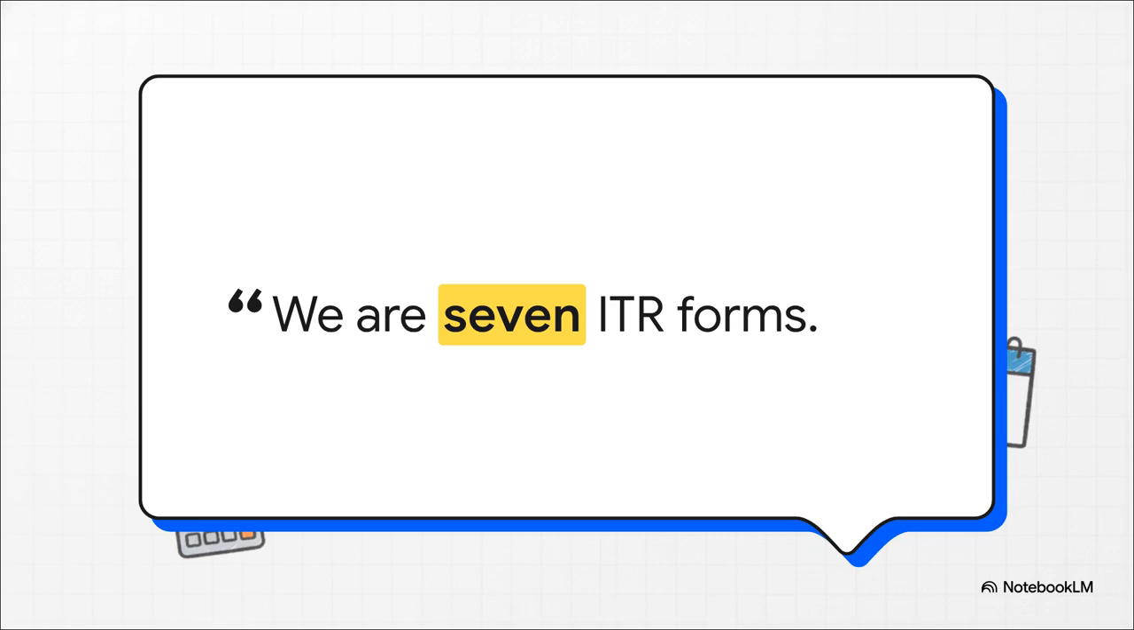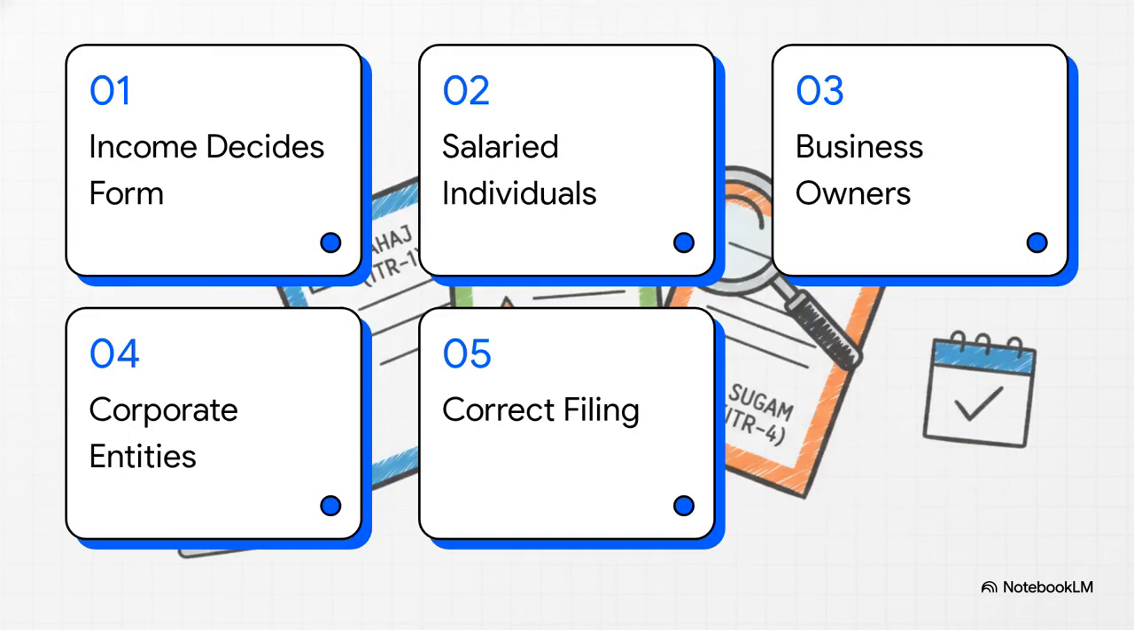But, just like any job interview, you can't hire a specialist for a generalist's job, and you definitely can't hire a total beginner to run a massive corporation. You gotta pick the exact right candidate. Here's the lineup we're looking at today. First, how income decides your form. Second, forms for salaried individuals. Third, forms for business owners. Fourth, forms for corporate entities. And finally, why correct filing actually matters.